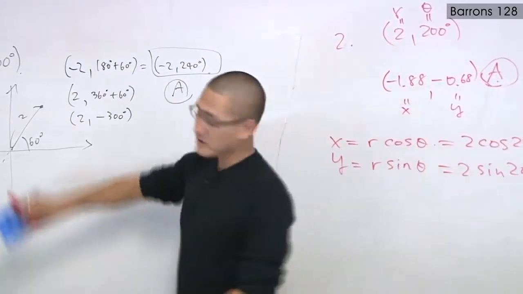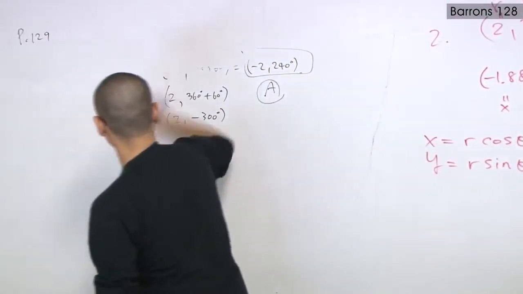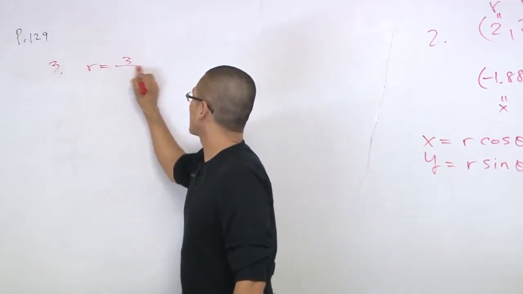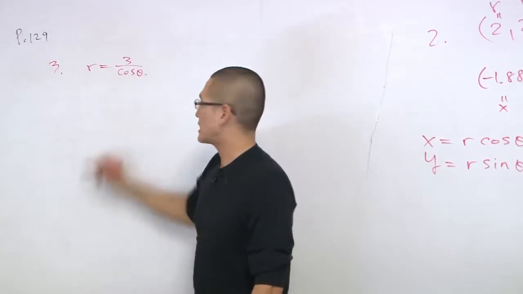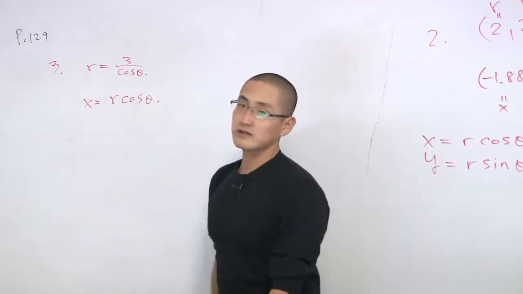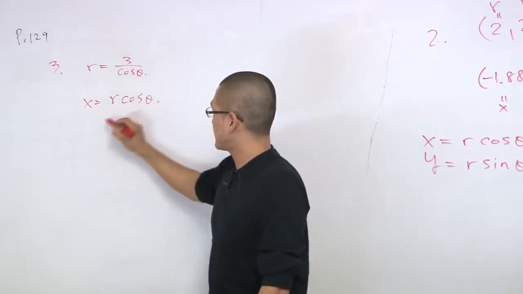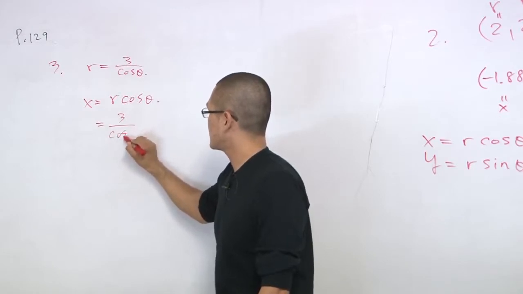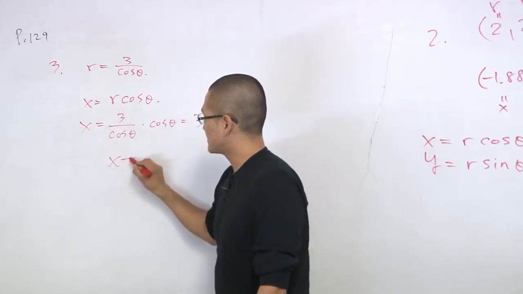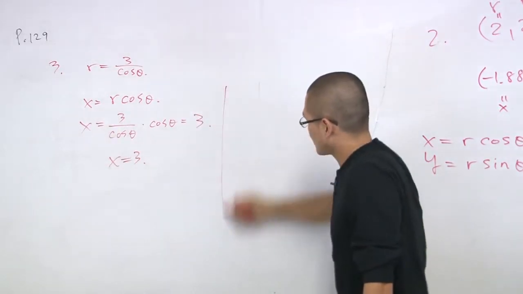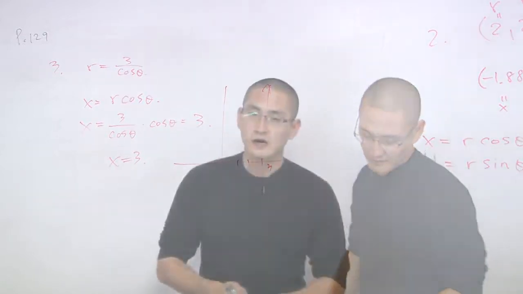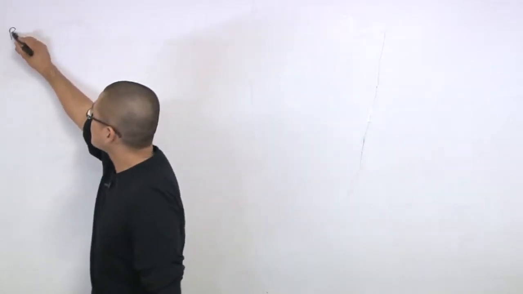All right. Describe the graph of r equals 3 over cosine theta. That's really easy. r is equal to 3 over cosine theta. Well, we know that x is in terms of theta and r this way: r times cosine theta. But r is expressed this way, so I could change that to 3 over cosine theta times cosine theta is equal to 3, which means x is equal to 3. What kind of graph is that? It's a vertical line that goes through 1, 2, 3 over here. Good. Done. All right, let's go to page 133.